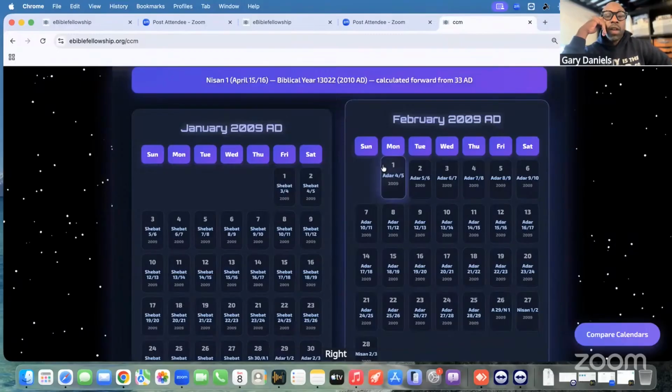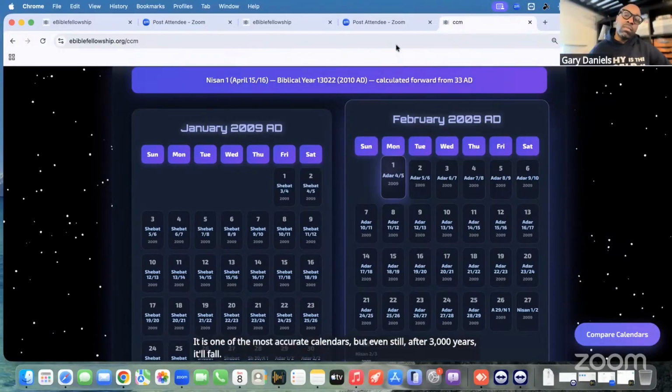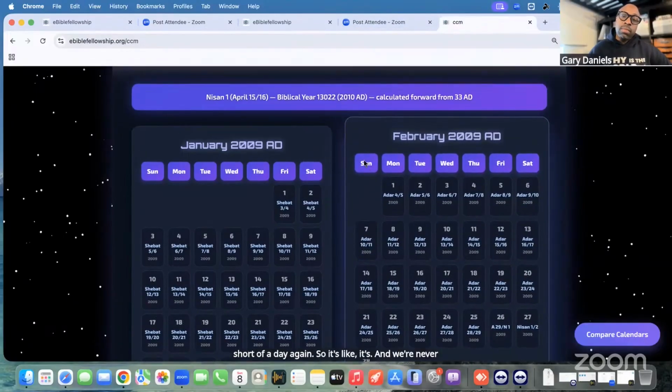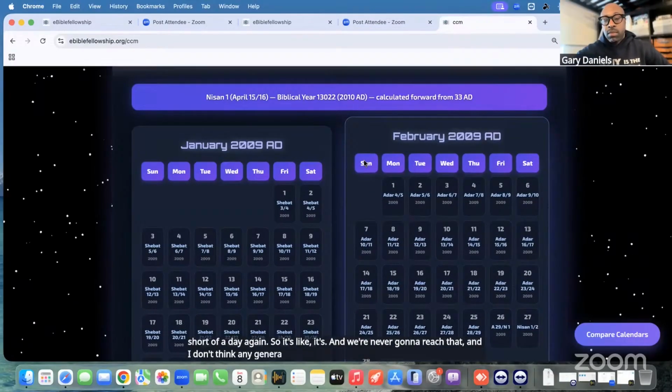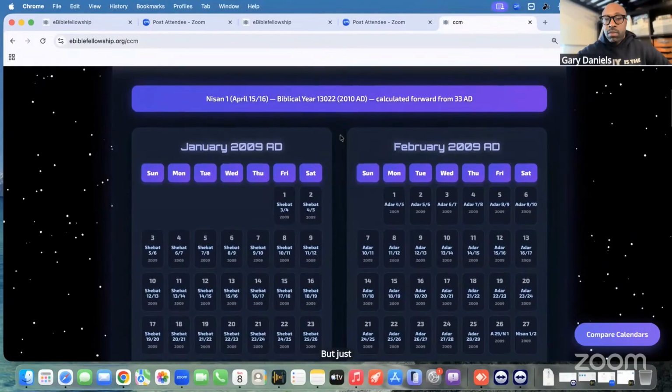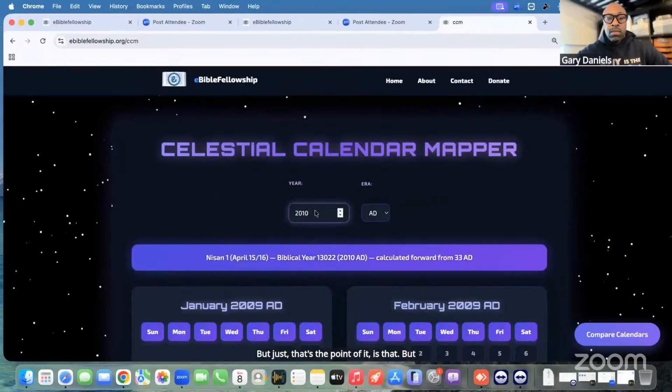But like every calendar, like we just explained with the Gregorian, it is one of the most accurate calendars, but even still, after 3,000 years, it'll fall short of a day again. And we're never going to reach that. I don't think any generation now cares about that because that would be way past their lifetime. But that's why we're using precise math.